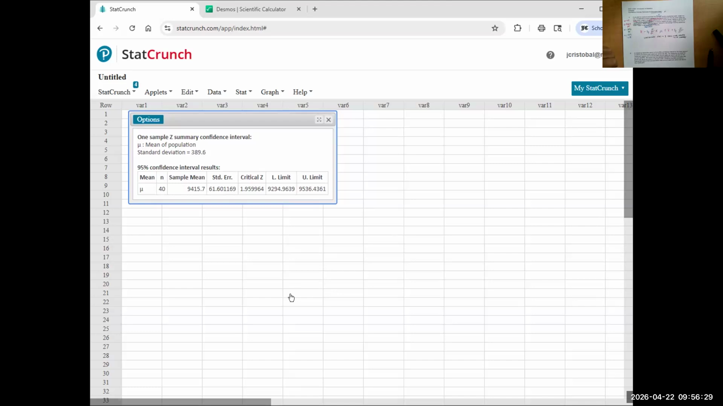So as I build up with StatCrunch, mu, that population mean, is going to be between that lower limit, 9,294.9639, and the upper bound, 9,536.4361. So we round here, and with the mean, we commonly keep the same number of decimal places that we had with our sample data. In this case, even though a population standard deviation was given, I'll round to the same number of decimal places, one decimal place.